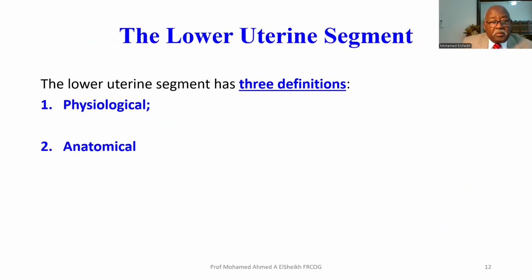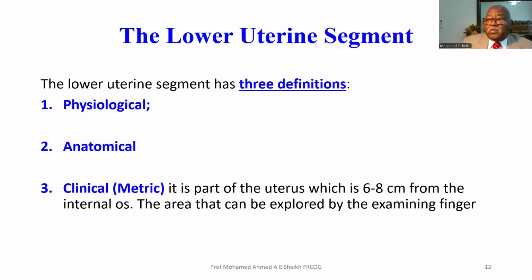What is the lower uterine segment? We have three definitions: physiological, anatomical, and metric. Physiological: it is that part of the uterus which passively stretches while the upper uterine segment actively contracts and retracts. That is what you see in labor. In labor, the upper uterine segment contracts, pulling up the lower uterine segment. It will be thin and stretched, and probably 1/3 of the whole volume of the uterus.